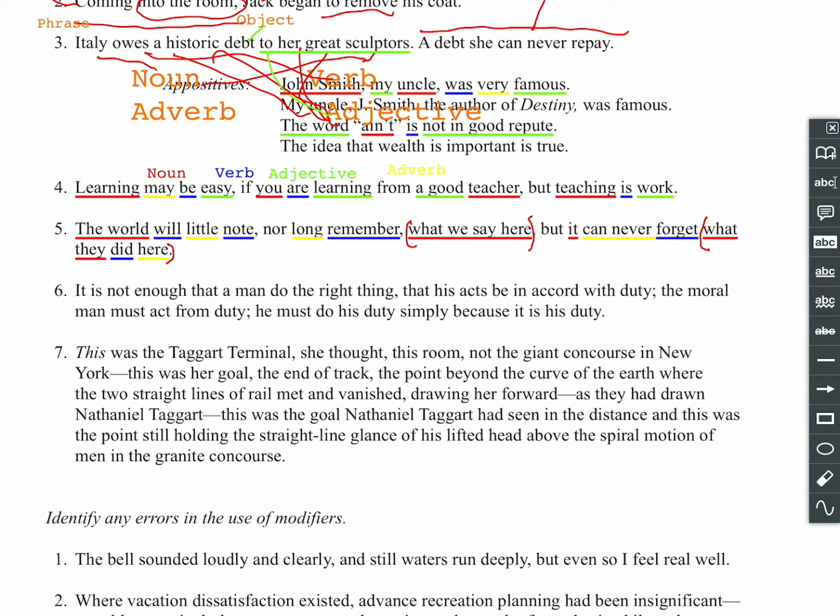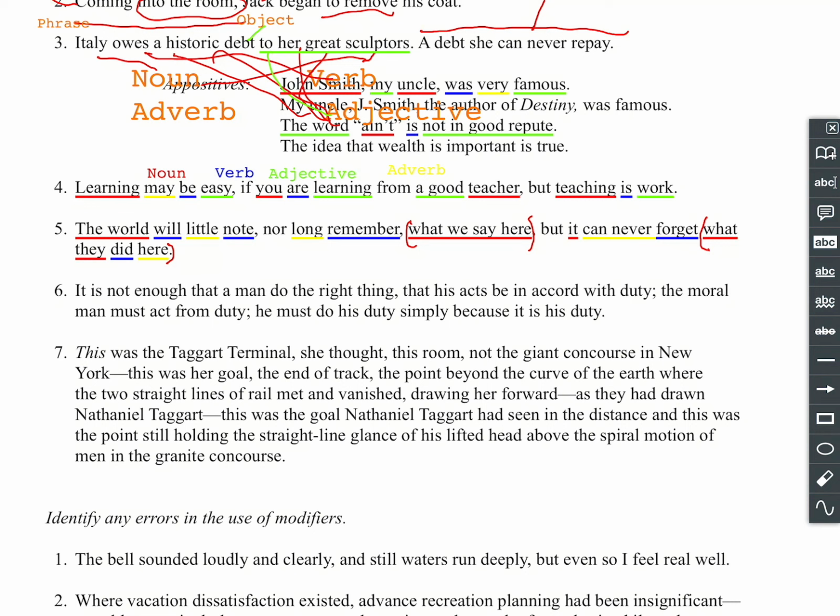So "the world will little note" is a clause, but it wouldn't be a complete sentence because it's missing "note what." So we have the clause, that's like the main clause. Then what we say here is a noun clause, which is the object of "note."